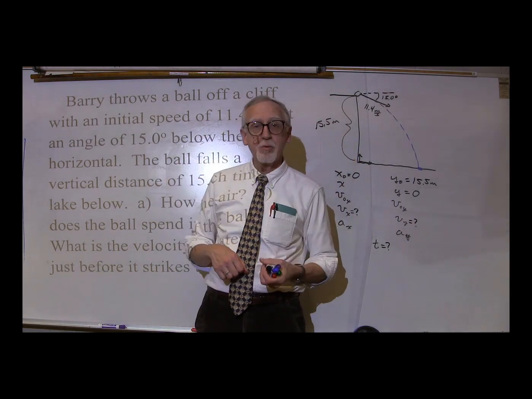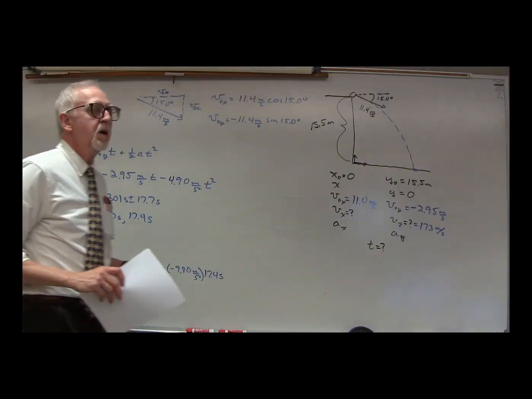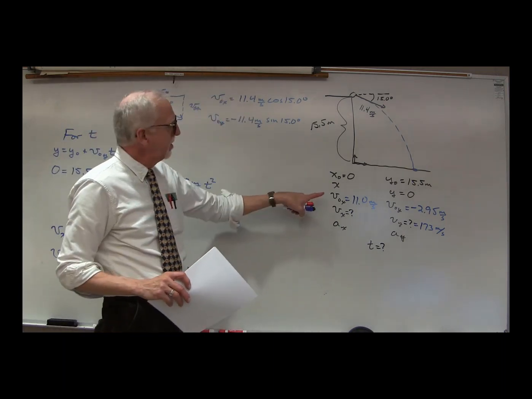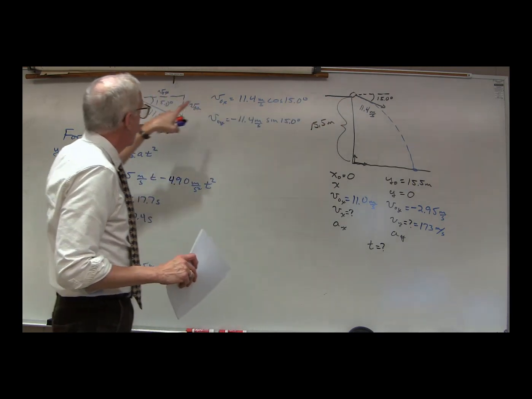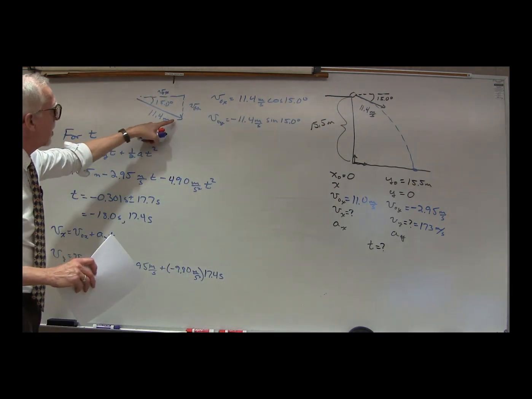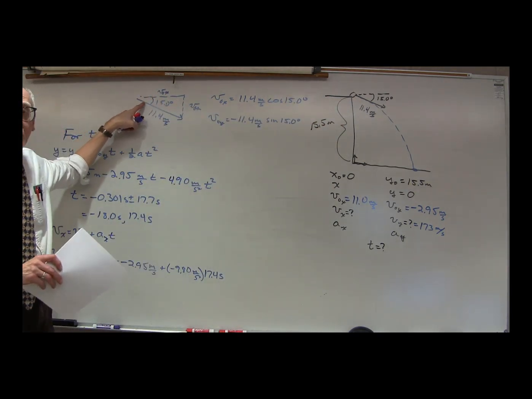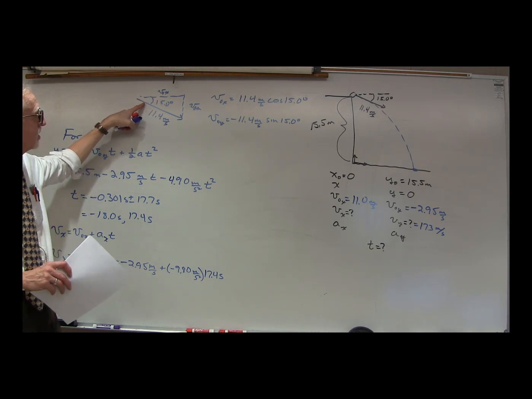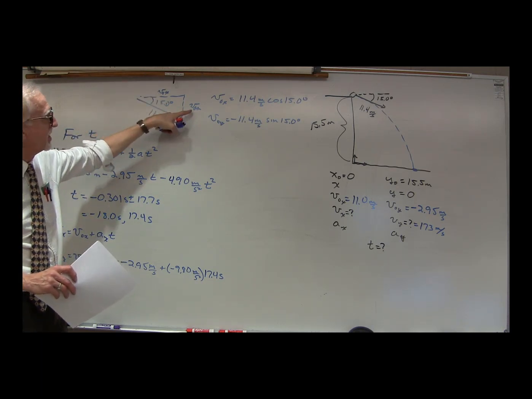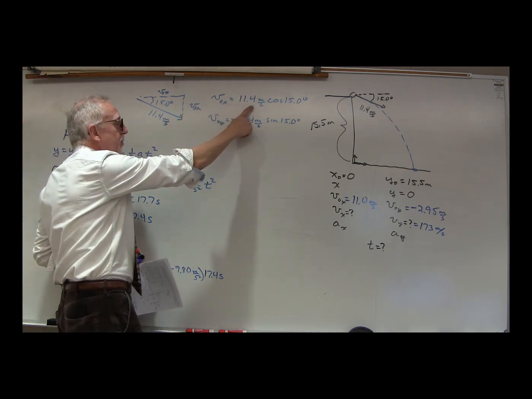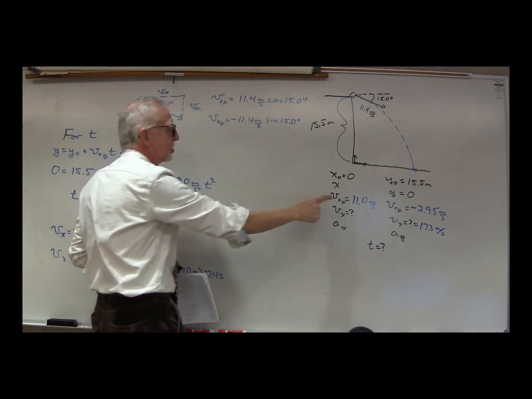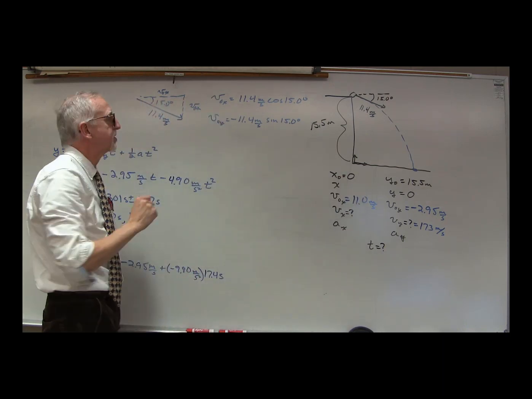Okay, let me move the problem and give us a little more space. In order to determine V naught X and V naught Y, we're going to draw our diagram here. Here's our initial velocity, which is now 15 degrees below the horizontal. This side will be V naught X, this side V naught Y. So what do we have? V naught X will be 11.4 cos 15, which turns out to be 11.0 meters per second.